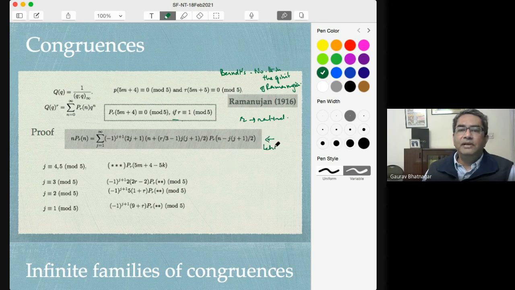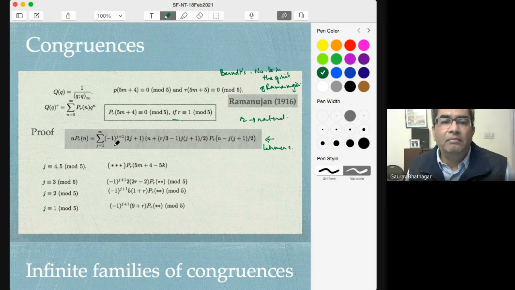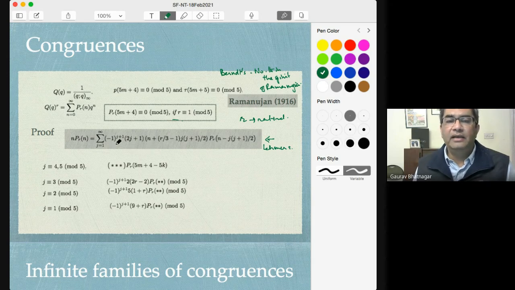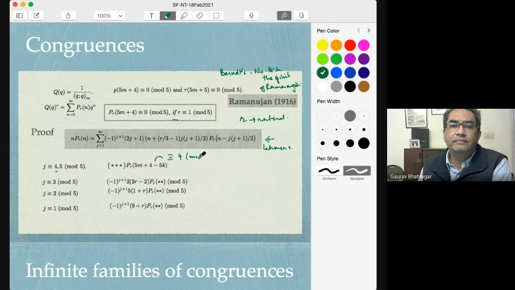This is Lehmer's result, and n P_R(n) is the sum over all these terms. Now, I look at each term of the sum. For j congruent to 4 and 5 mod 5, it's something times something which is P_R of a number that is again congruent to 4 mod 5. So by induction, and it's a smaller number, this is 0. So it's an inductive proof. When the index j is 4 or 5 mod 5, then it's 0.